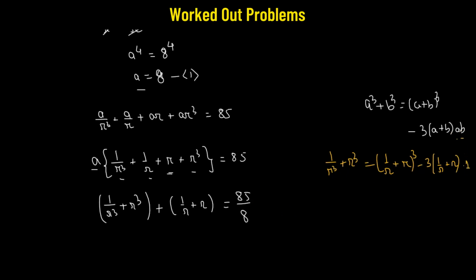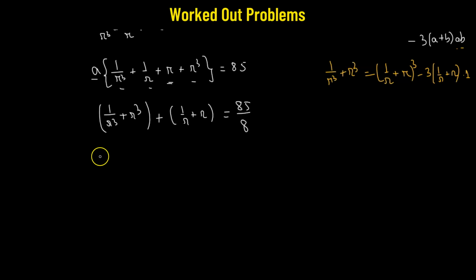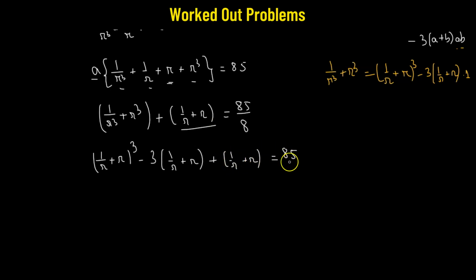We will substitute this value here. So that means we are going to get (1/r + r)³ minus 3 times (1/r + r), plus, and we already have this 1/r + r. So this is going to be equal to 85 divided by 8. Now we have (1/r + r)³. So combining the second and the third term, we're going to get negative 2 times (1/r + r), which is equal to 85 divided by 8.